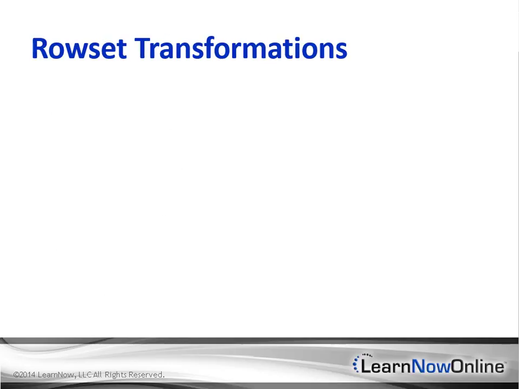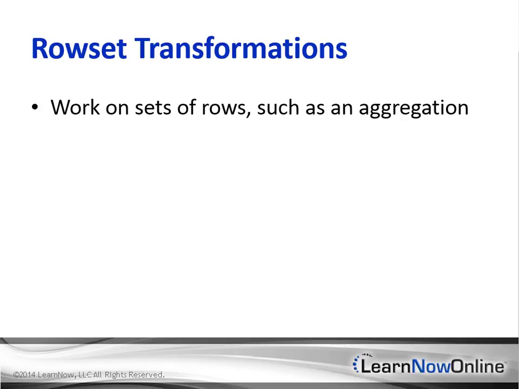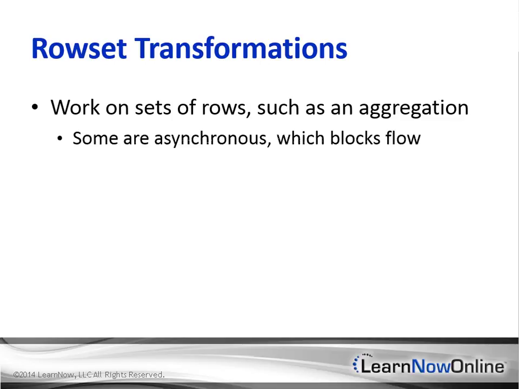The next category of transformations are the rowset transformations. These rowset transformations work on sets of rows, sometimes performing an aggregation of some type. An important thing to understand about these transformations is that some transformations are asynchronous. Sort and aggregate are a couple of examples. This means that the data moves into that particular transformation as a set, rather than row by row, until the transformation has all of the data, and then it can perform whatever its action is.